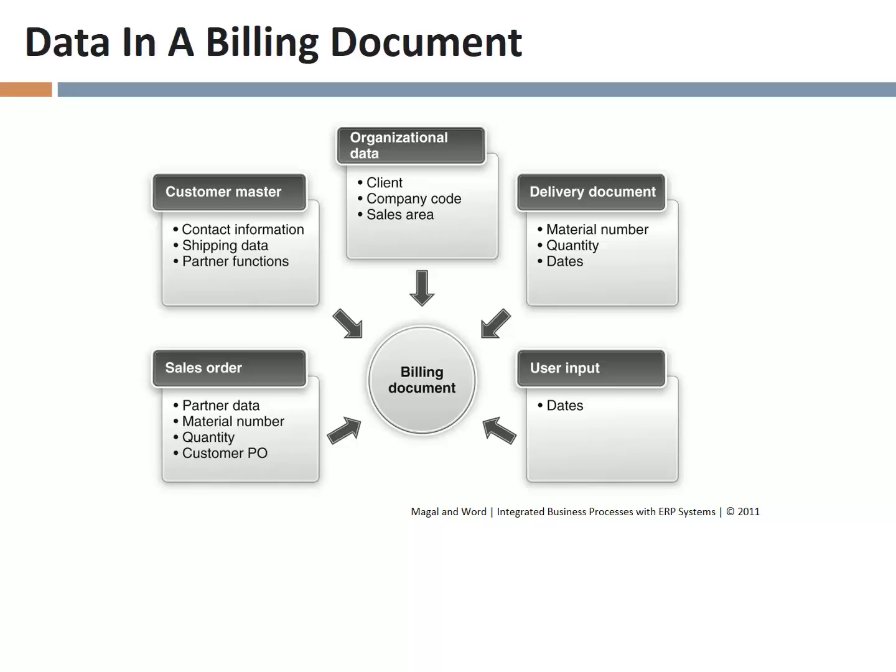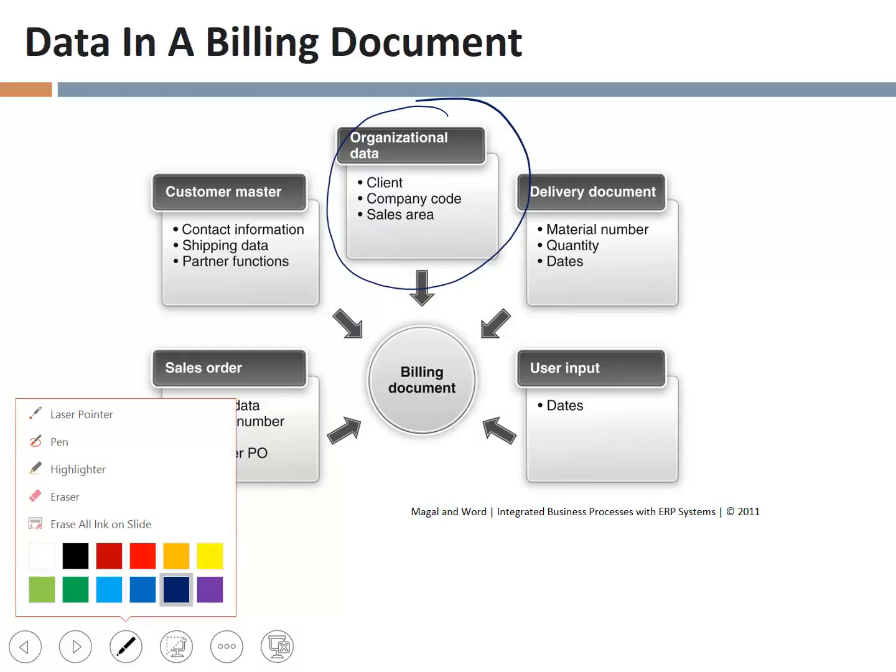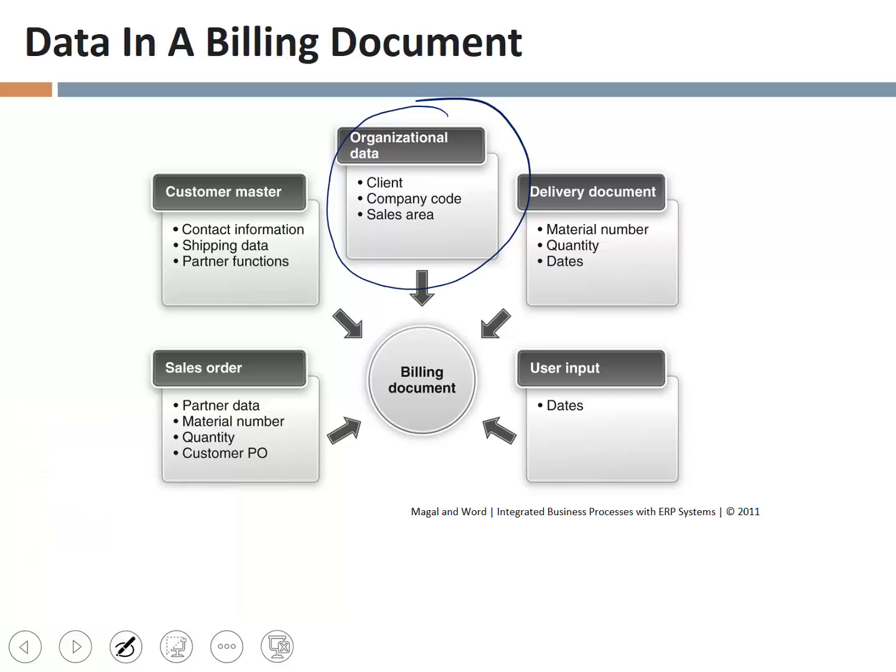Well, we obviously are going to have organizational data here. No surprise what the organizational data is going to capture for us. It's going to tell us the company code, because that's going to capture the financial accounting implication. And then the sales area tells us what distribution channel, what division, and what sales organization gets credit for this particular sale.